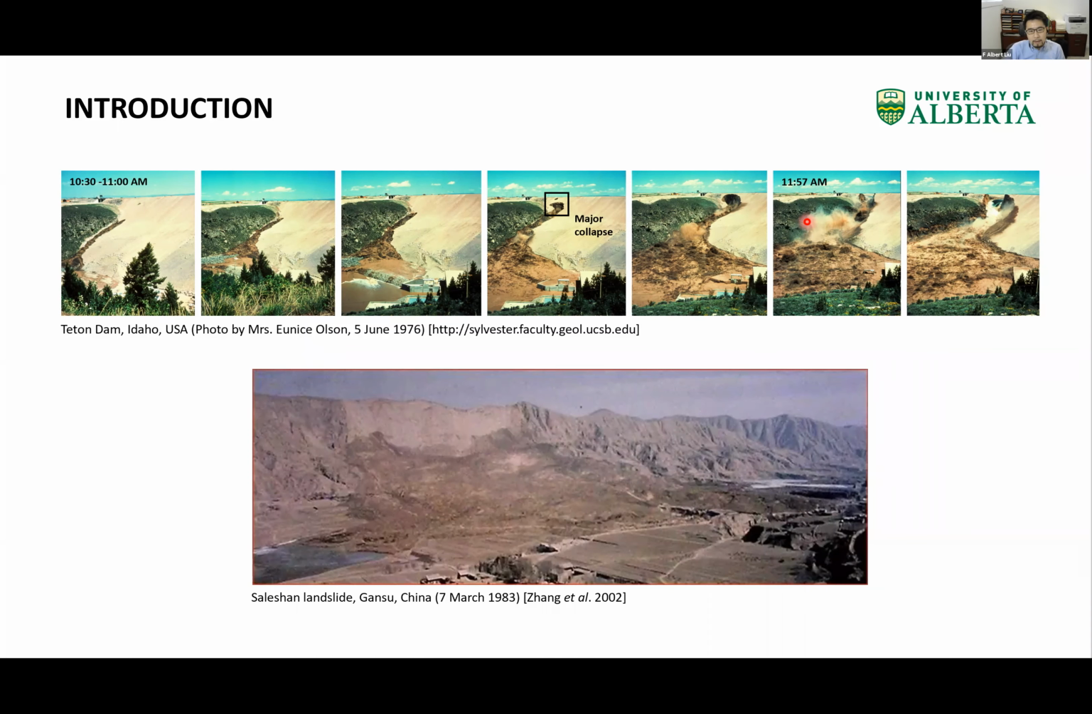The image on your lower slide is the loess landslide, perhaps one of the most famous landslide events, which occurred in the early 80s in China, where this rapid moving landslide wiped out almost the entire village, buried more than 500 houses in that village, and killed 237 people.